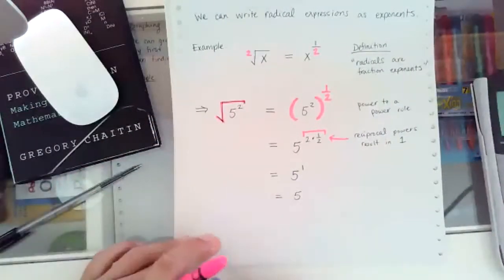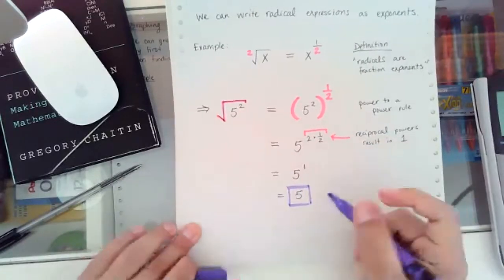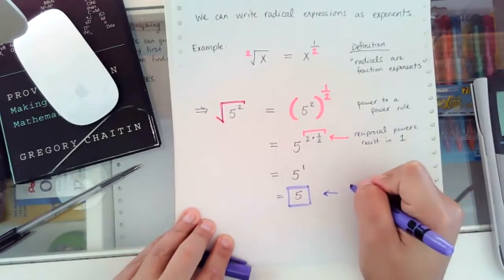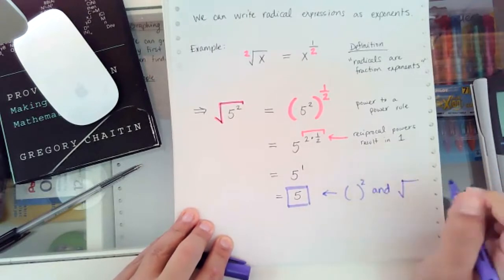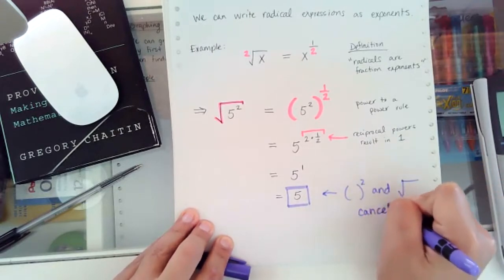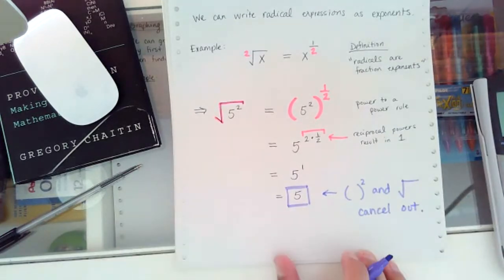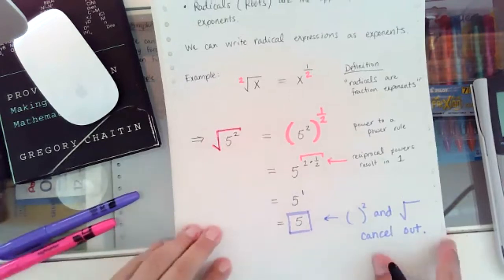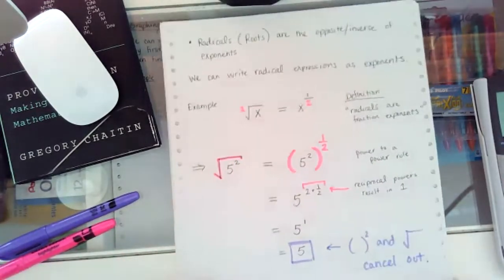So yes, this is sort of a convoluted way of thinking about it, but you can see how the second power and the square root cancel out. So in general, this idea of writing a radical as a fractional exponent is something that you can generalize.